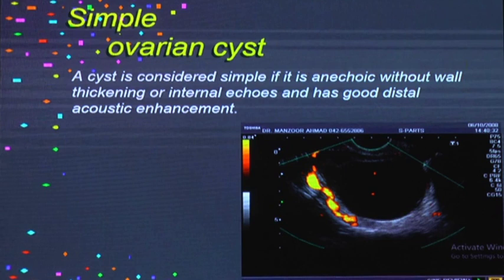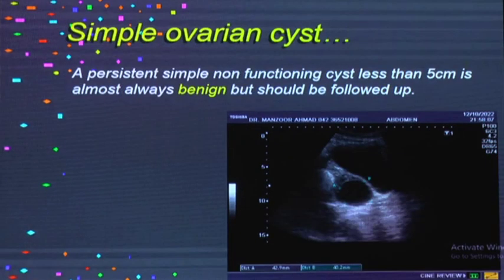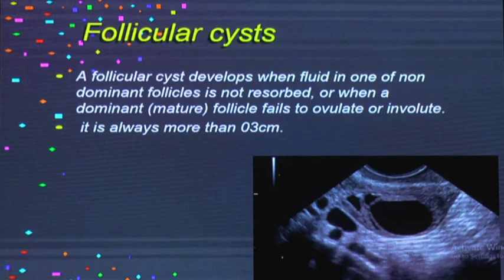We say a cyst is simple when we see a cystic area which has well-defined walls, it is totally anechoic, no internal echoes are seen, and there is posterior enhancement. This is a simple ovarian cyst. And a persistent, simple, non-functioning cyst less than 5 centimeters is almost always benign, but follow-up should be there, to see whether it increases on follow-up or not.